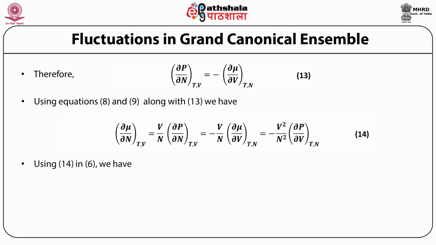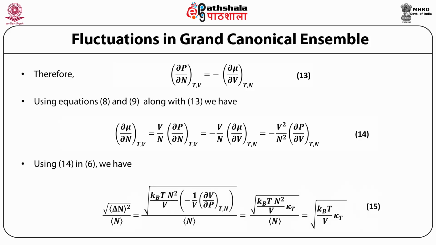Using 14 in 6, we have the relative mean square fluctuation in the number of particles equal to the square root of kBT n squared upon V times minus 1 upon V partial derivative of V with respect to P at constant T and n, divided by the mean value of n, which is equal to the square root of kBT n squared divided by V multiplied by the isothermal compressibility kappa T, divided by the mean value of n, which is equal to the square root of kBT divided by V multiplied by the isothermal compressibility kappa T.